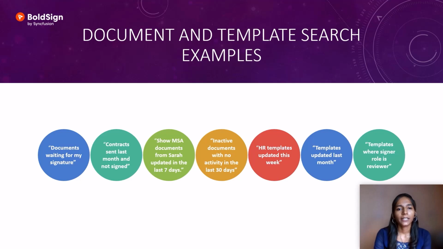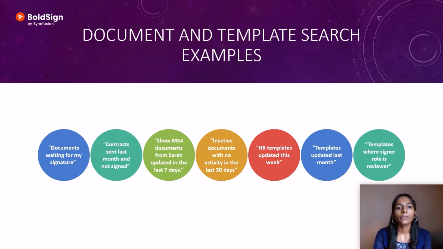So now, let's look at some practical examples. Some of the document search examples are: Documents waiting for my signature. This is helpful when checking pending tasks in the morning. Contract sent last month but not signed. This helps to identify the documents that require follow-ups. Show MSA documents from Sarah updated in the last 7 days. Here, we combine document type, person and time. Inactive documents with no activity in the last 30 days. This helps to identify stale documents.